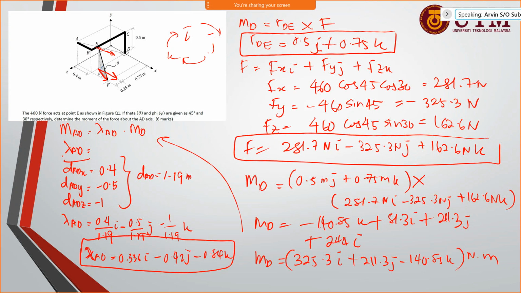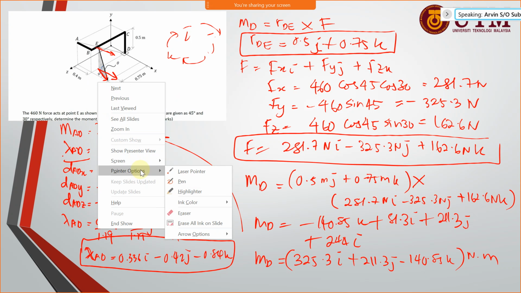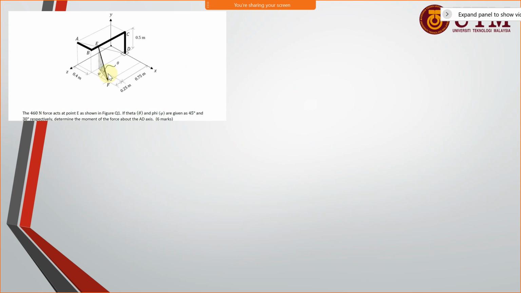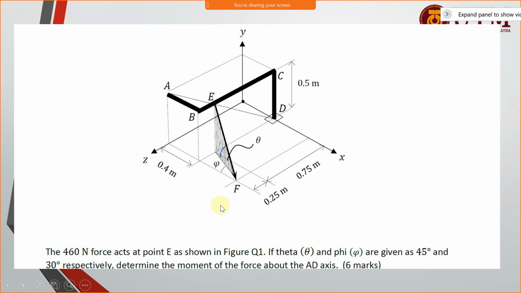Doktor, yang FX yang 460 cos tu doktor dapat macam mana? Saya kurang faham kat situ. Tengok dekat refer dekat diagram ni. Okey, sekarang ni force yang dia bagi adalah 460 daripada point E. Sekarang ni kita nak resolve from point E ni. Kalau saya buat petak dia akan jadi macam mana? Macam ni.